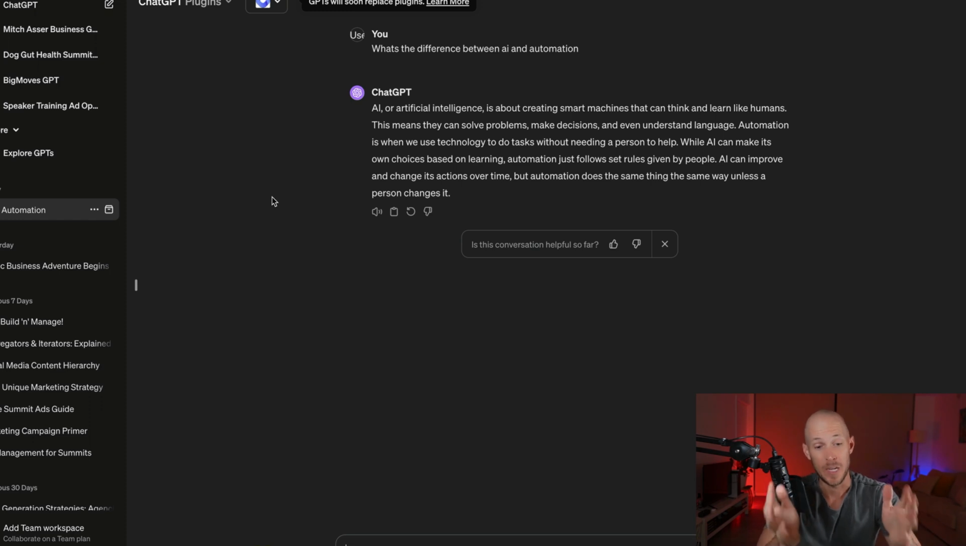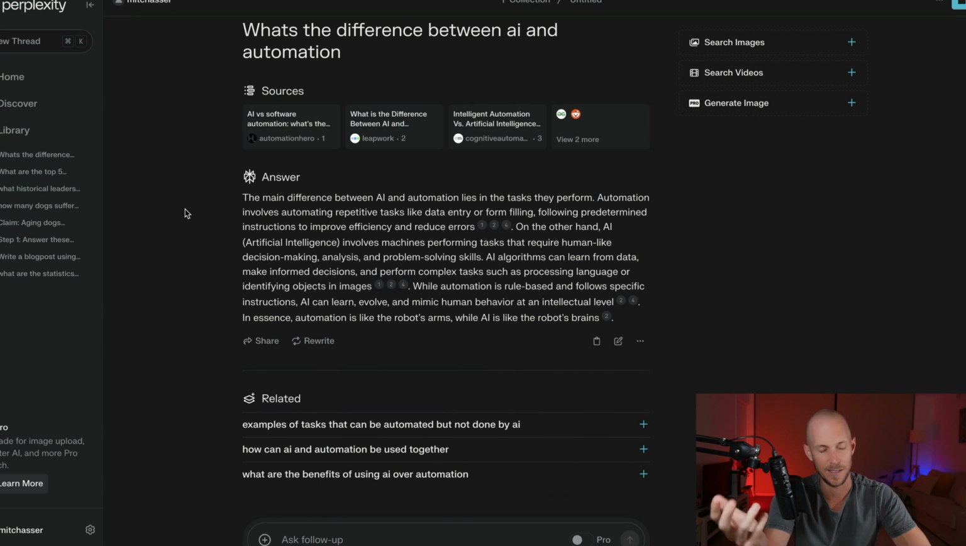So before we dive into that though, let's just take a quick look to see what ChatGPT and Perplexity say about this particular question. So ChatGPT says AI is about creating smart machines that can think and learn like humans. This means they can solve problems, make decisions, and understand language. Automation is when we use technology to do tasks without needing a person to help. AI can make its own choices based on learning. Automation just follows set rules given by people. AI can improve and change its actions over time, but automation does the same thing in the same way unless a person changes it.